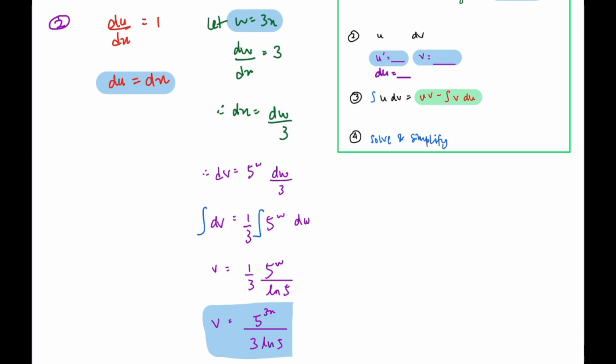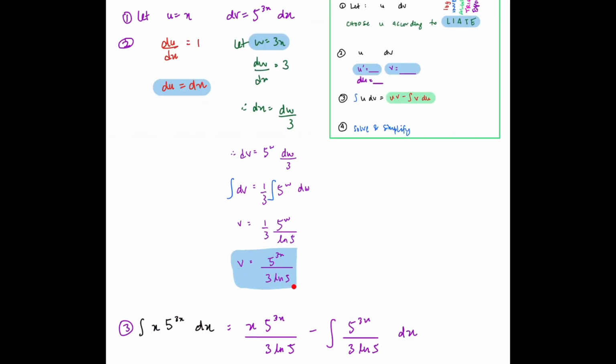So let us rearrange this a little bit. We want to write everything in terms of x. Therefore, v is equal to 5 to the power of 3x over 3 ln 5. So we are finished with step number 2. Let's proceed to step number 3. So this is your question just now.